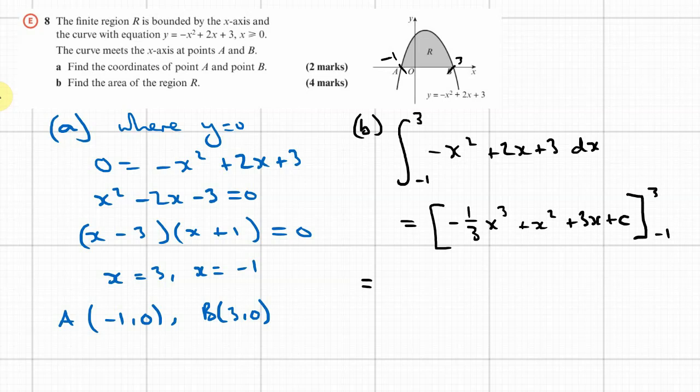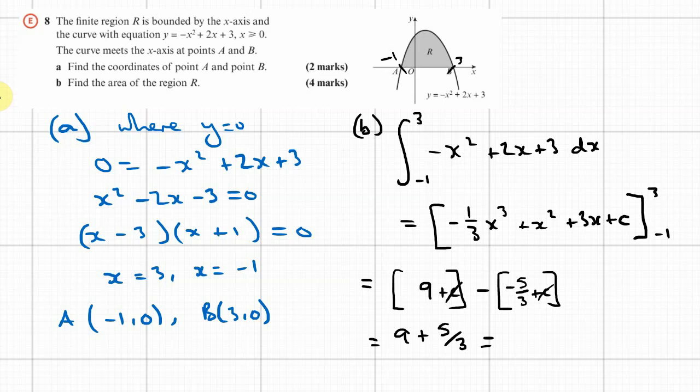So substitute in our numbers. I'm not going to write out the whole substitution. When we substitute in 3 we should get 9 plus c. And then when we substitute in minus 1 we should get minus 5 over 3 plus c. The plus c's will cancel and we're subtracting a minus, so it's going to be 9 plus 5 over 3, which is 32 over 3, or you can say 10 and 2/3, or you can say 10.6 recurring, which is disgusting, so you'd never say that, or we have a fraction. Okay, here we go.